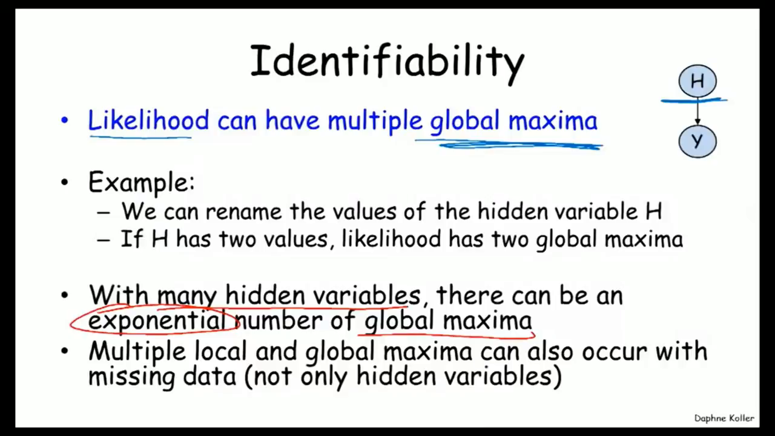And it turns out that this can also occur when you have missing data, not just with hidden variables. So even if all I have are data where only some occurrences of a variable are missing its values, even that can give me multiple local and global maxima.